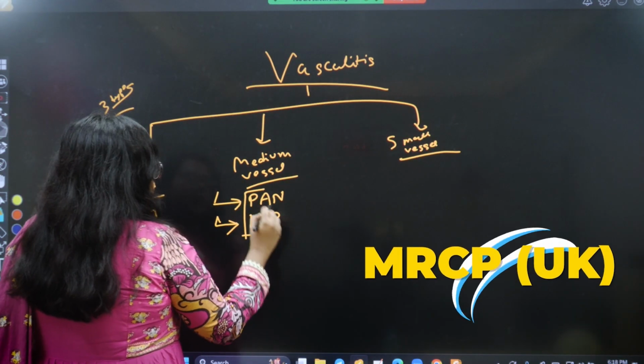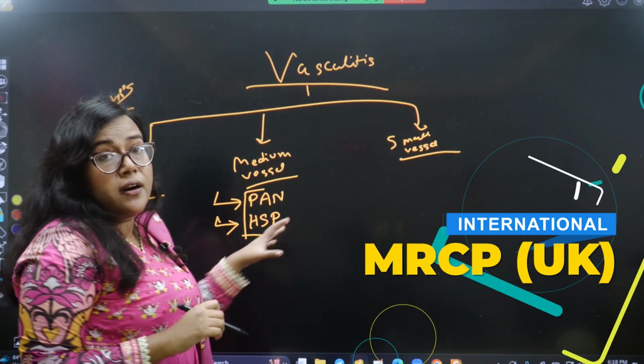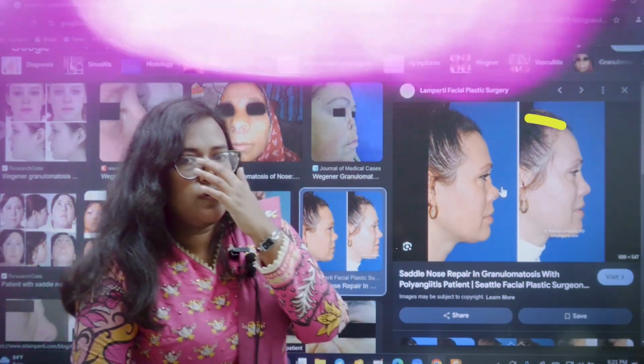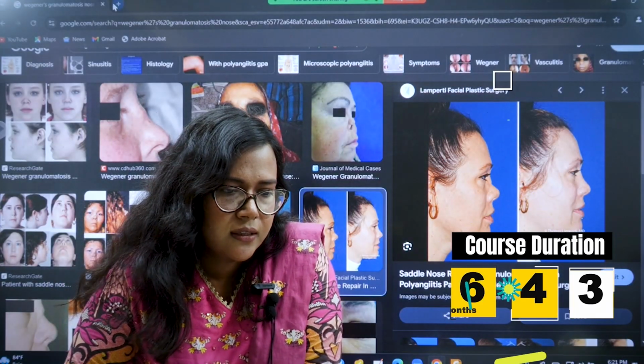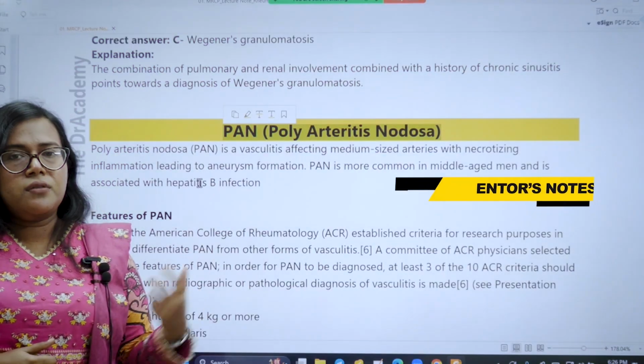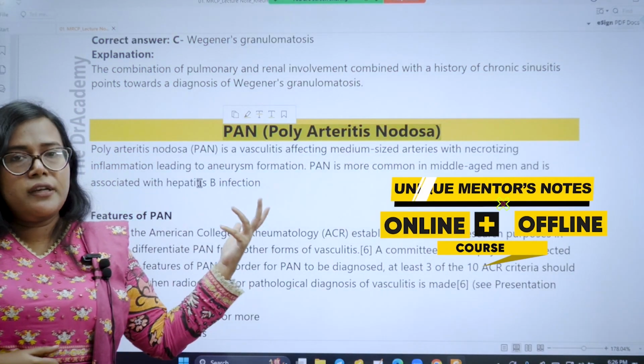These are the two important examples for the medium vessel vasculitis. There are other examples as well, but I'm only focusing on the main. You can see that the bridge of the nose is depressed here, so this can commonly happen in Wegener's granulomatosis. Testicular pain is a common feature because the testicular vessels can be commonly affected in cases of the PAN.